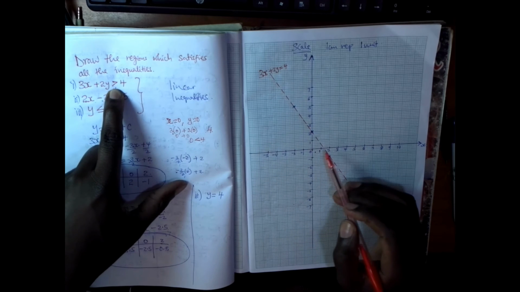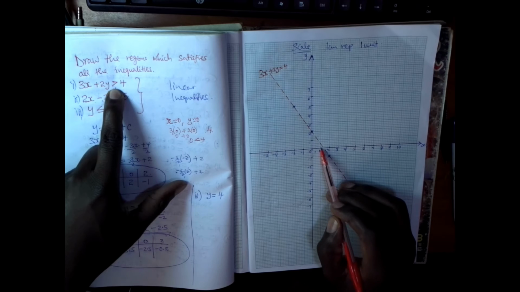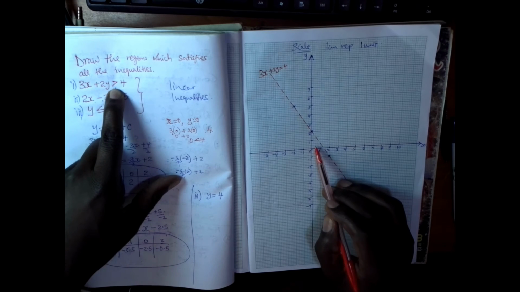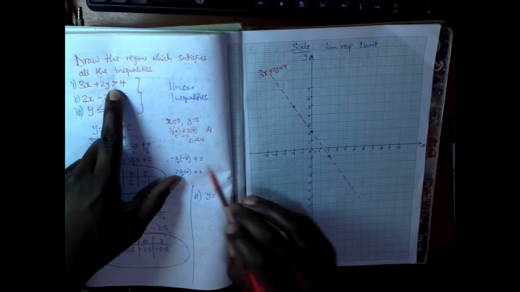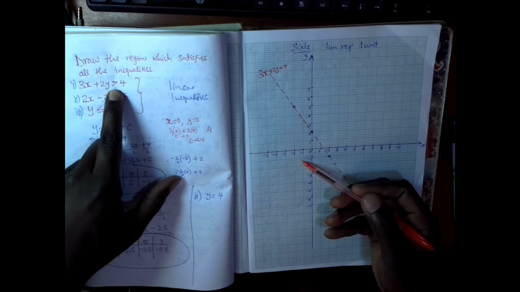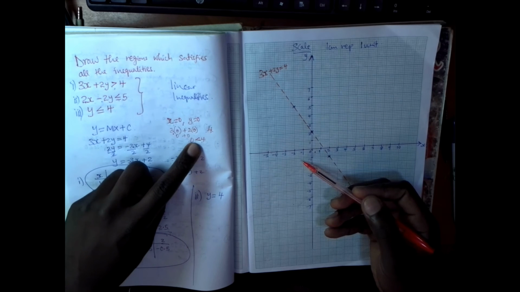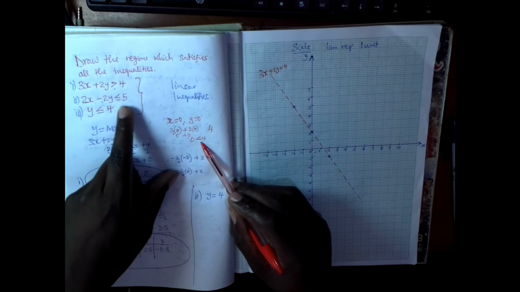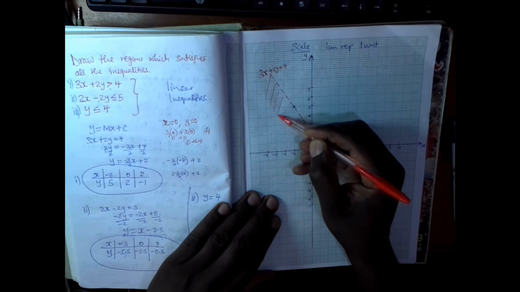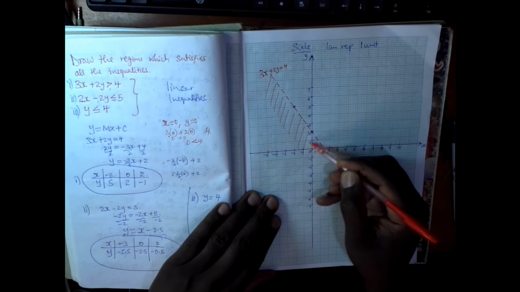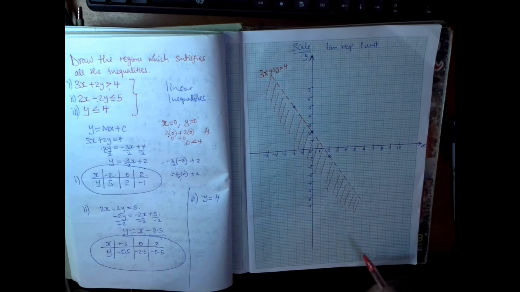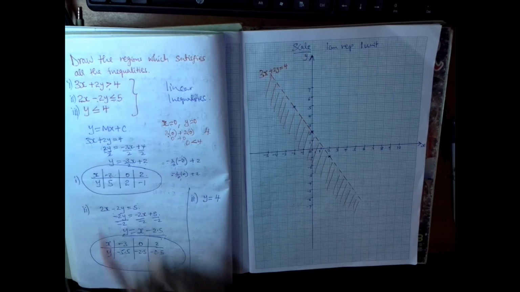So for the side which satisfies the inequality, we are going to shade the unwanted region. So any point below the line does not satisfy what? The inequality. So since 0 cannot be greater than 4, we shade this region below. That's for the first inequality.